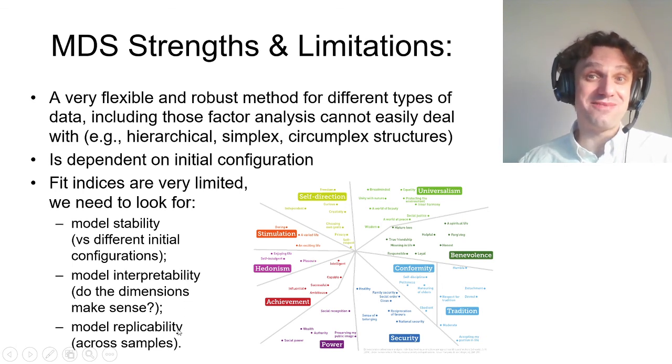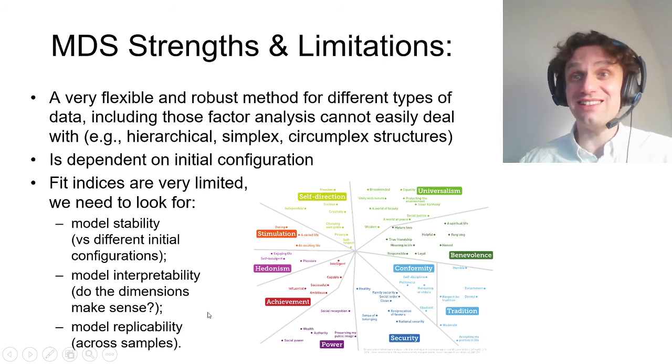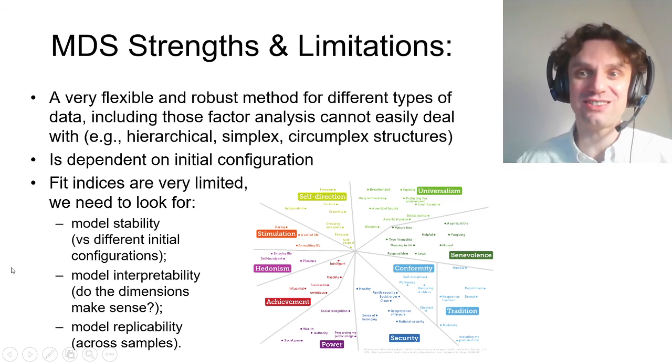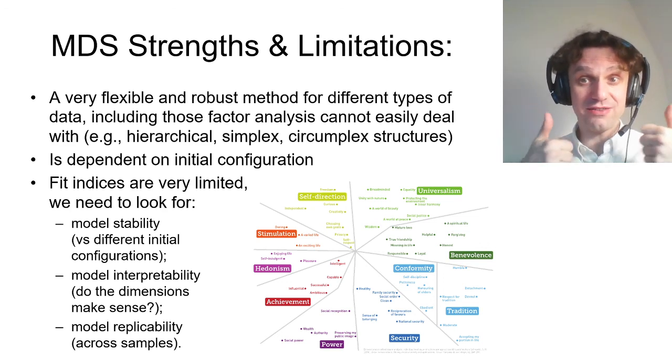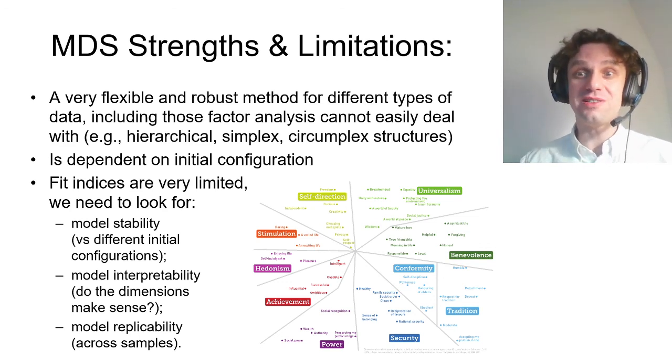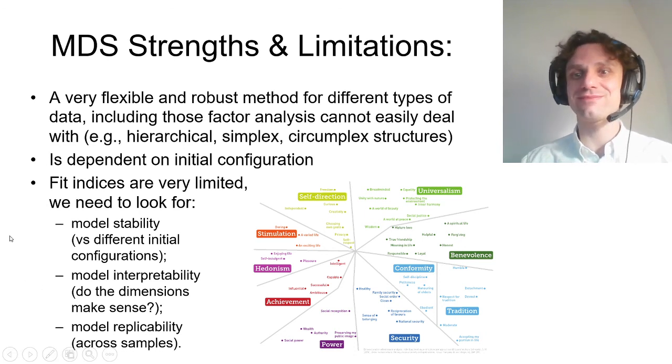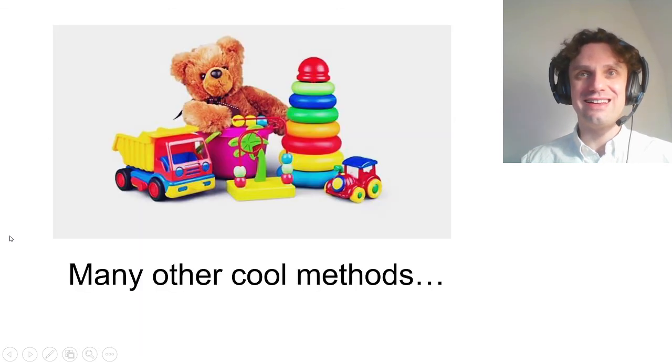And of course, this model is supposed to replicate in different samples. And this is what we see for Shalom Schwartz's model. It's been replicated so many times, the same dimensions, always using different questions in different cultures. And that makes it a very good model, even though it's based on multidimensional scaling, which is a very uncommon method.